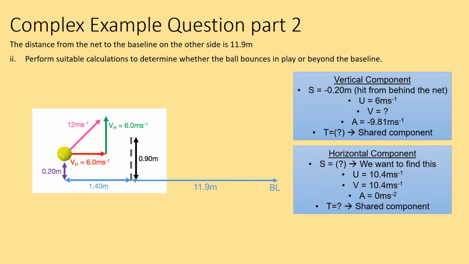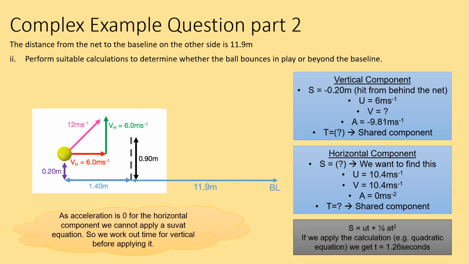The horizontal component in this case, though, is going to be the displacement. We don't know what that is, that's what we're trying to find. We know the initial velocity is 10.4 meters per second. We know the final velocity is 10.4 meters per second, because the acceleration is zero. So what is the time? We can't use suvat here because we don't have an acceleration. The acceleration is zero. So we work out the time for the vertical.